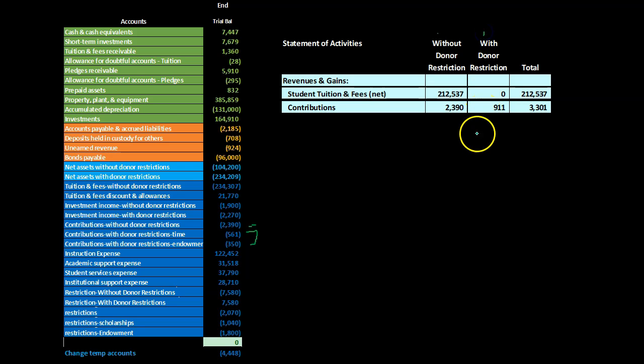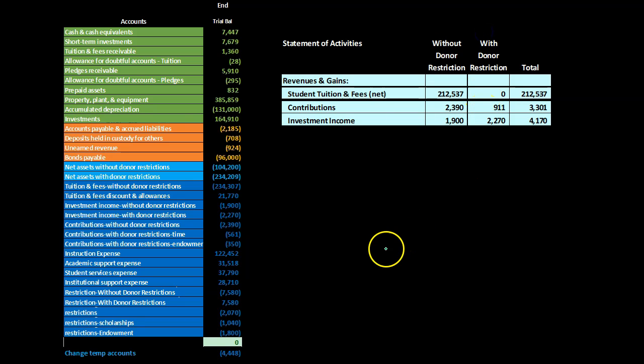contributions without donor restrictions, this amount. All right, next item we're going to have is the investment income. The investment income is going to include the 1,900 and the 1,900 and the 2,270. So once again, we're going to be breaking those out by the investment income without restrictions, 1,900, and the investment income with restrictions, that's 2,270.